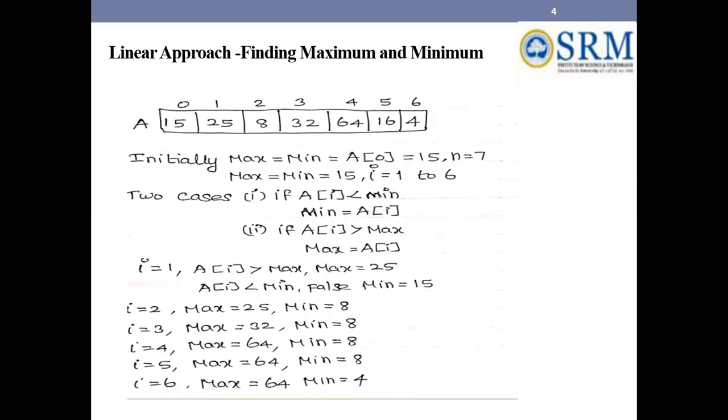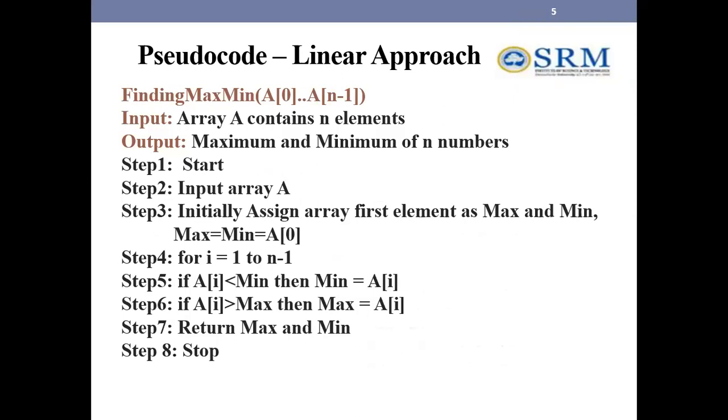This is the linear approach for finding maximum. So in that case, how many comparisons? There are n minus 1 elements. Each iteration, there are two comparisons. So 2 into n minus 1. This is the time complexity of linear approach. So each iteration, two comparisons. Number of iterations is n minus 1. So n minus 1 into 2. That is the time complexity of naive approach or brute force approach.